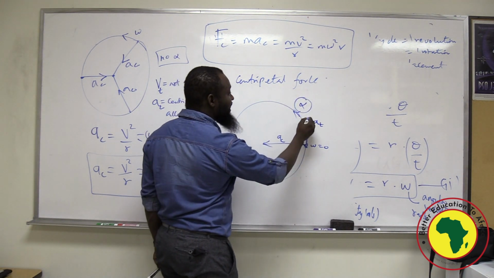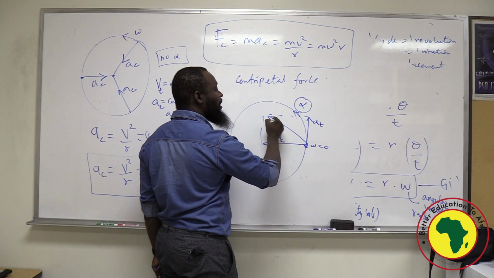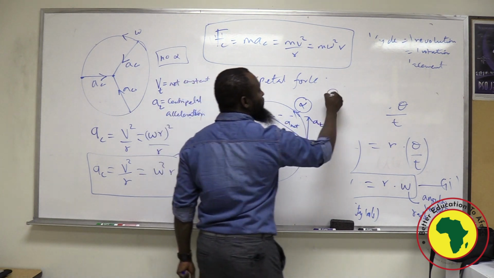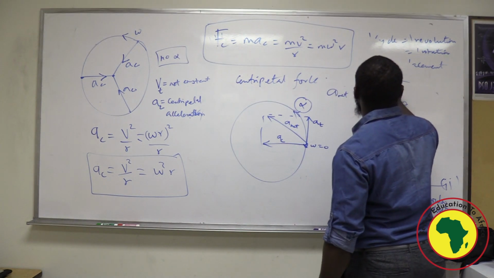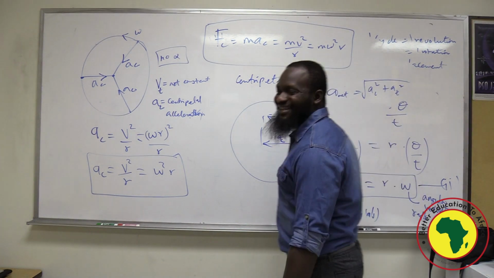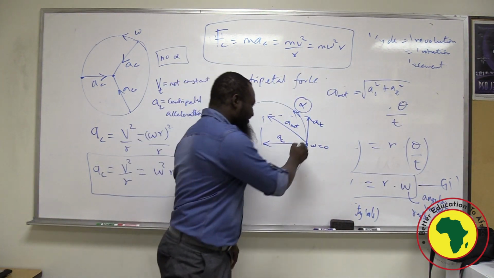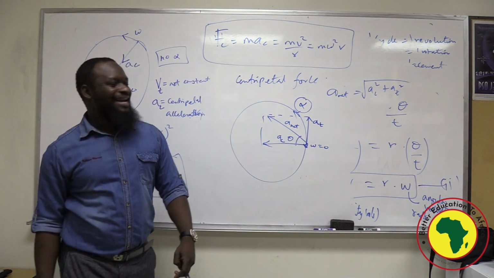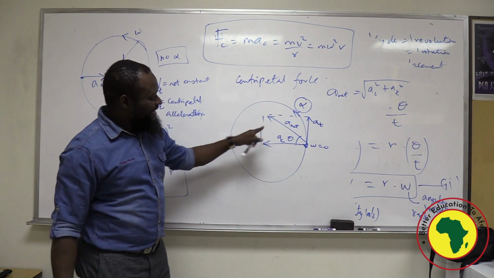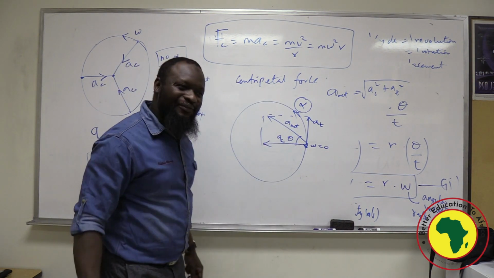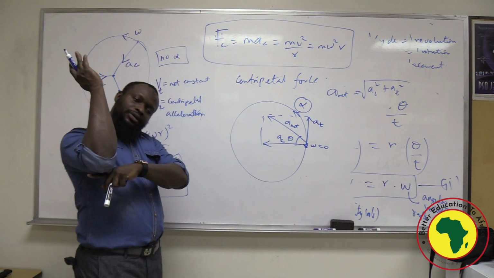And then we're going to have a net acceleration. A net is the square root of A centripetal squared plus A tangential squared. Is that okay? That direction is given by theta all the time. The square root gives us A net, using our vector notation for vectors acting orthogonally, right?